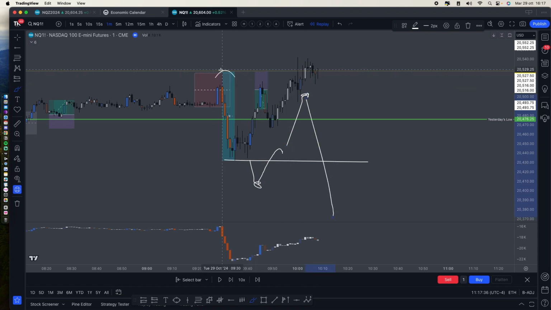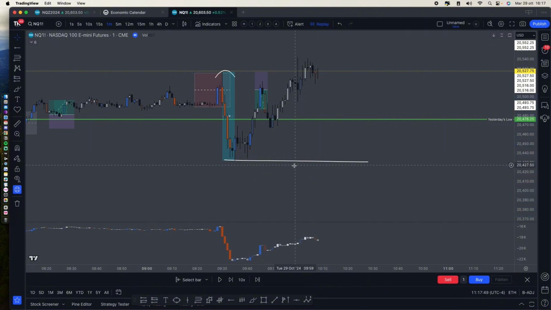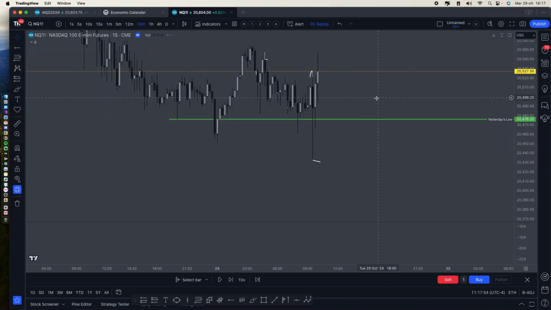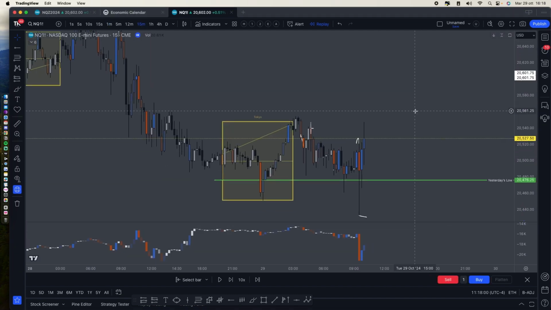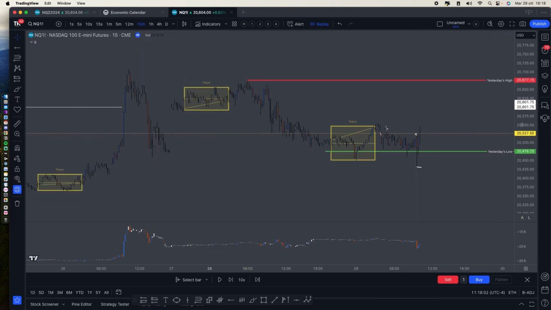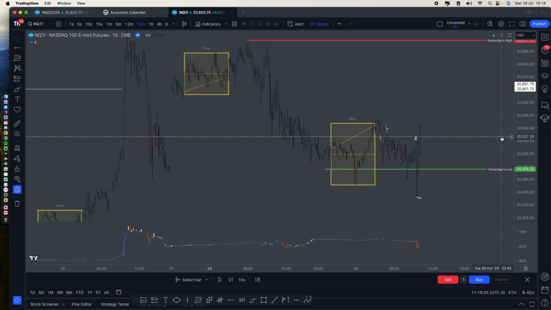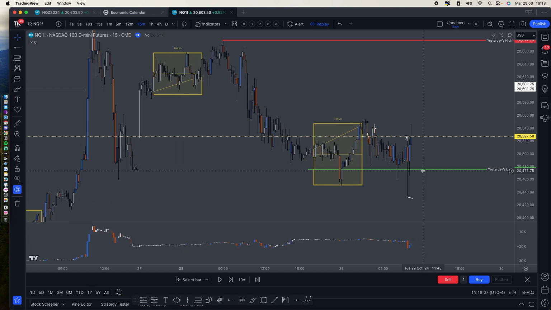Okay. So now price broke the opening range high. So what I'm expecting is that we are going higher. And that's the reason why I check the 15 minutes. As I told you before, we are on a higher time frame bullish trend.